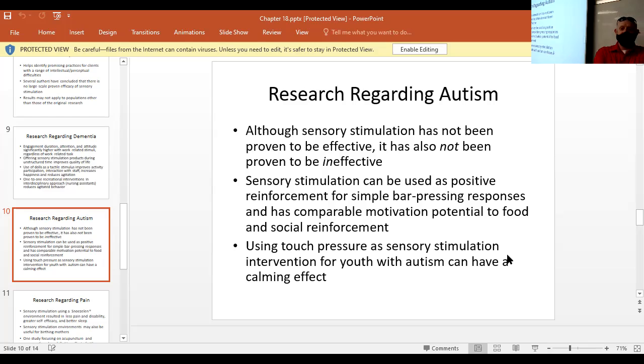Okay? Sensory stimulation can be used as positive reinforcement for simple bar pressing responses, where you ask somebody yes or no. They may be nonverbal and they have a button for yes and a button for no. And if they get something right, they get some sensory stimulation because that's something they like. You're giving them positive reinforcement for something good that they did. It has comparable motivation potential to food and social reinforcement.